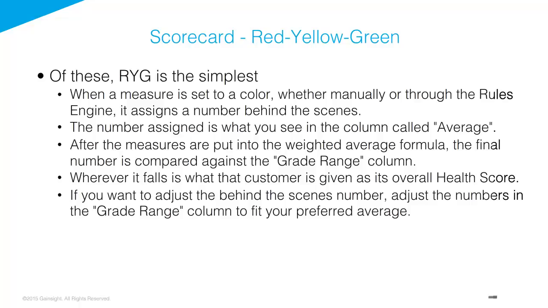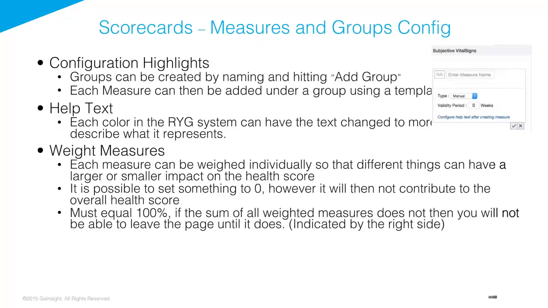To create a new group, we'll input a name, then add a group, which will create a group at the bottom of the page. To create a new measure within that group, you'll use a template on the right-hand side. Help text is very useful. In the red, yellow, green scheme, for example, we could specify what each color means exactly to enforce consistency as to what it represents. Clicking Weight will allow you to assign weights to measures, prioritizing them based on what's important to your organization.